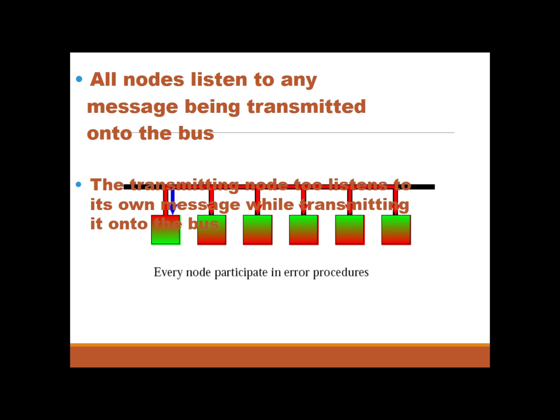All nodes listen to any message being transmitted onto the bus. We already know the CAN protocol is a broadcast message, so in a broadcast message everyone can listen. The transmitting node also listens to its own message while transmitting onto the bus.